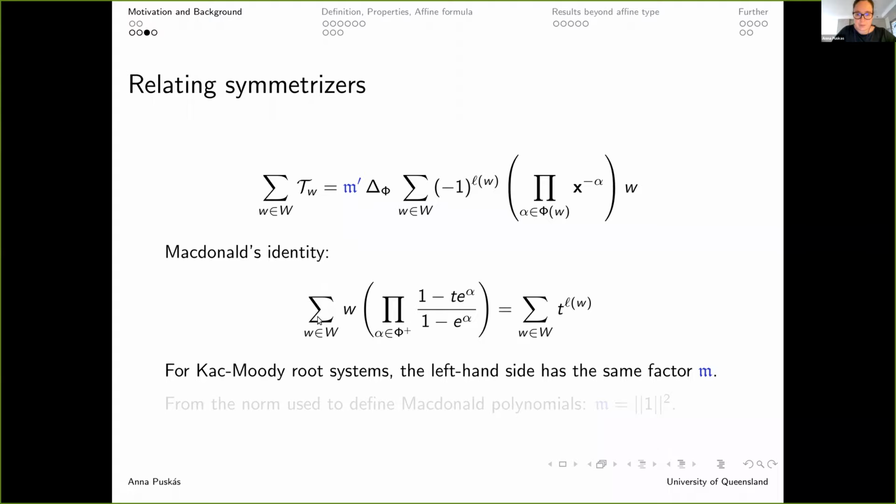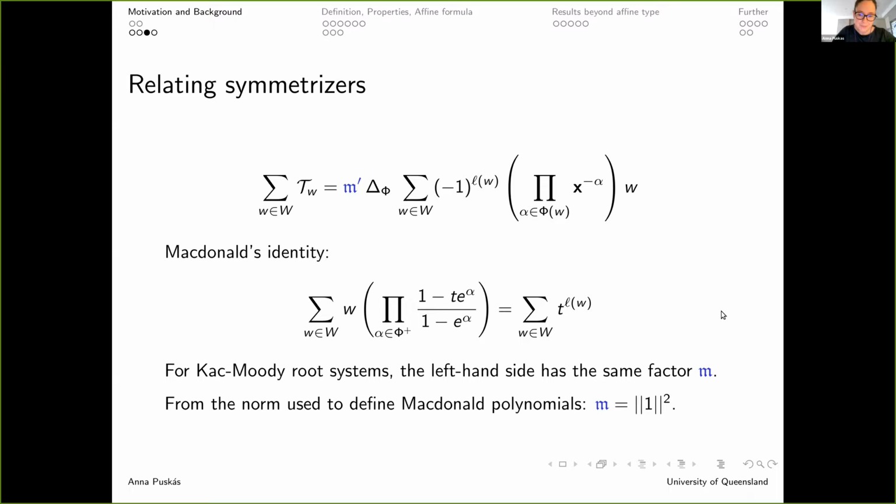And I just want to mention that, in the affine context, the value of M is known by Cherednik's solution to the Macdonald constant term conjecture. This M is the constant term, right? So this is Macdonald's constant term. So this is the norm squared of one, where the norm is the one used to define Macdonald polynomials, with respect to which they are orthogonal.